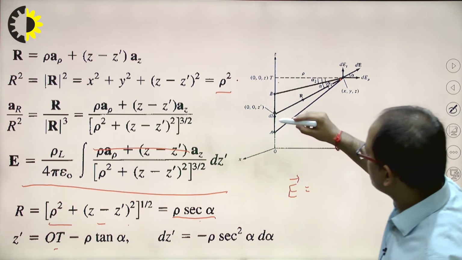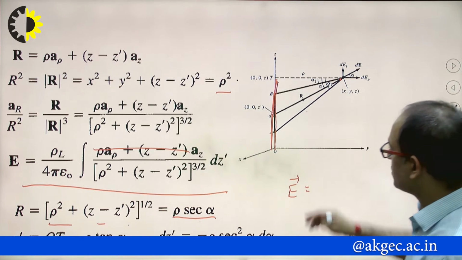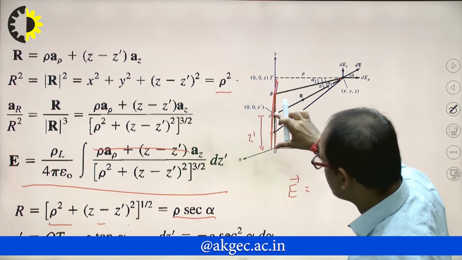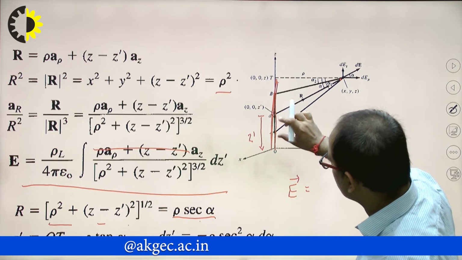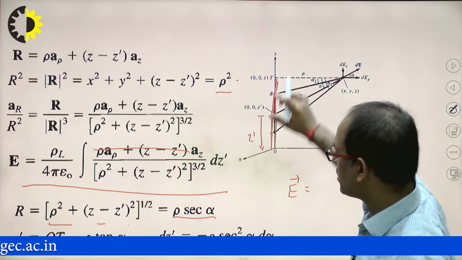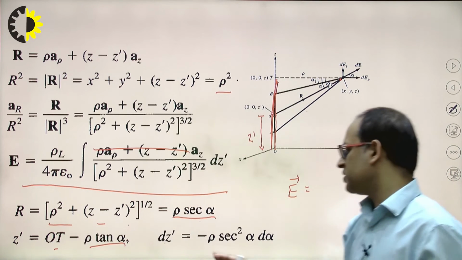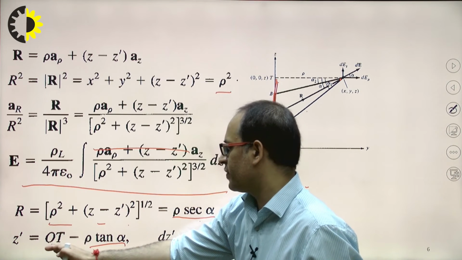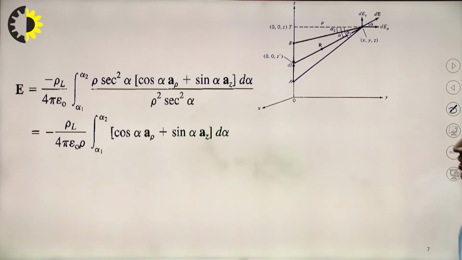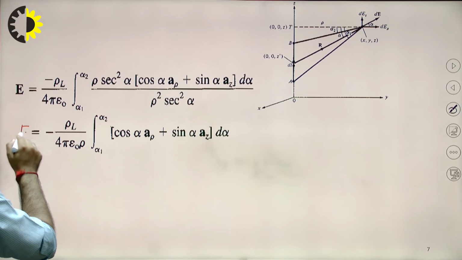What is OT? This one. And this z dash is what? This one. This z dash equals OT minus this one. OT minus this one will be z dash, and this one is rho into tan alpha. So dz dash, just this one. OT is a constant, so the differentiation of OT will be 0, that is equal to minus rho into secant square alpha into d alpha. Just put this value, you will get the electric field at point P.